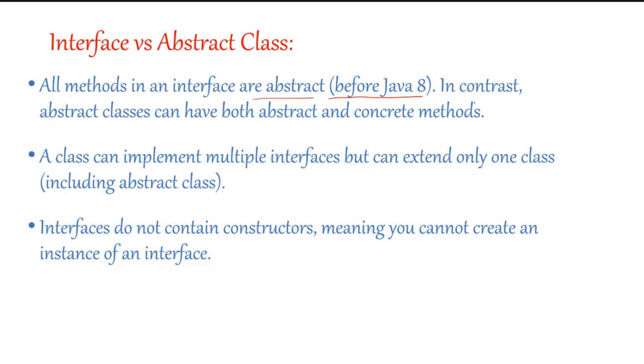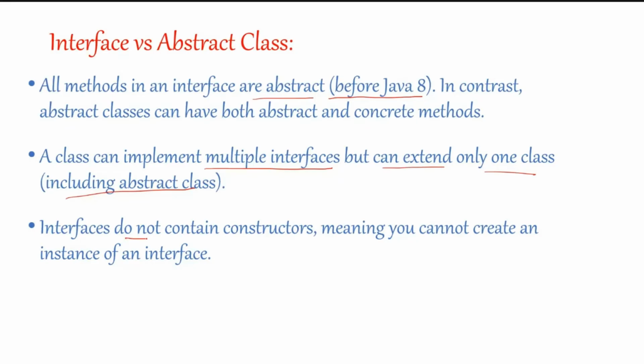Now I'm not going into detail about what Java 8 is, because all of you know the versions, and you can find out the meaning of why I have written before Java 8. This is your responsibility. In contrast, abstract classes can have both abstract and concrete methods. On the other hand, interfaces have only abstract methods. A class can implement multiple interfaces. That's one major difference, but a class can extend only one class, including an abstract class. So you can derive only from one class, whether it is abstract or concrete, but you can implement multiple interfaces.